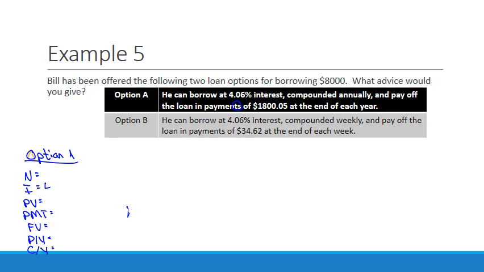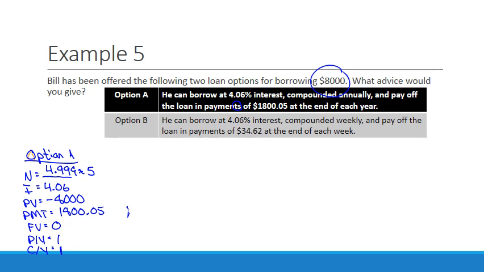So 4.06 interest, compounded annually, so it's compounding once per year. He's paying it off in payments of $1,800.05 at the end of each year, so how many payments per year? He's making 1 payment per year. Now remember he's borrowing $8,000, so negative $8,000. We think he's going to pay the loan off. That's what our plan is. So then we will solve for n. We get 4.99, but it kind of keeps going here, so I guess I'll round that one actually to 5.